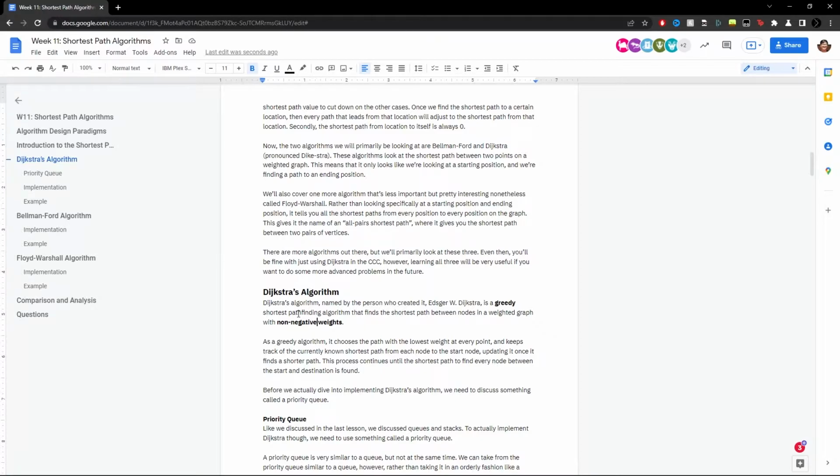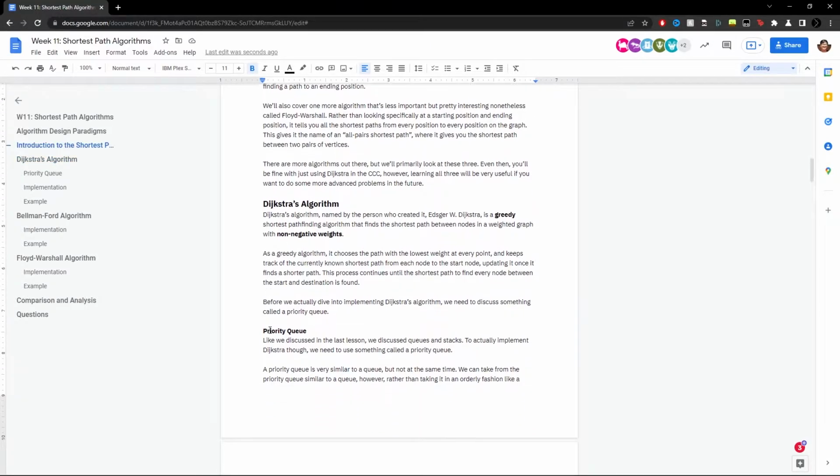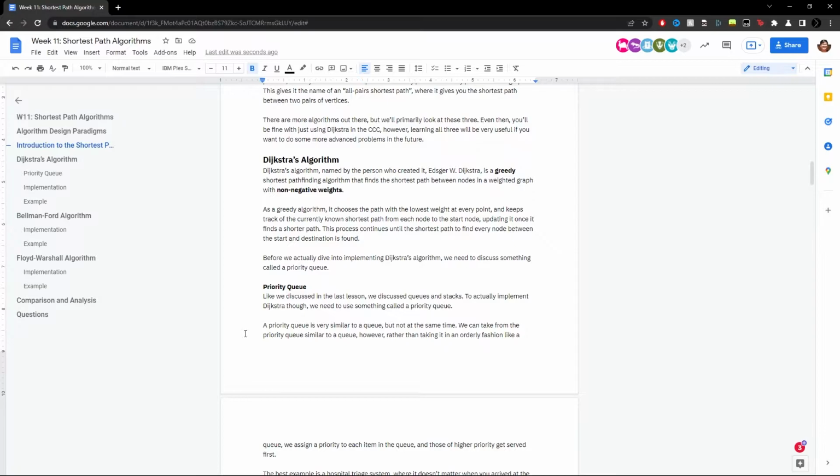Now, before we actually dive into implementing Dijkstra's algorithm, we need to discuss something called a priority queue. Like we discussed in the last lesson, we covered queues and stacks. And to actually implement Dijkstra, we need to use a priority queue. A priority queue is very similar to a queue, but not at the same time. You might be confused, and if you are, feel free to let me know. But I'll briefly explain now.